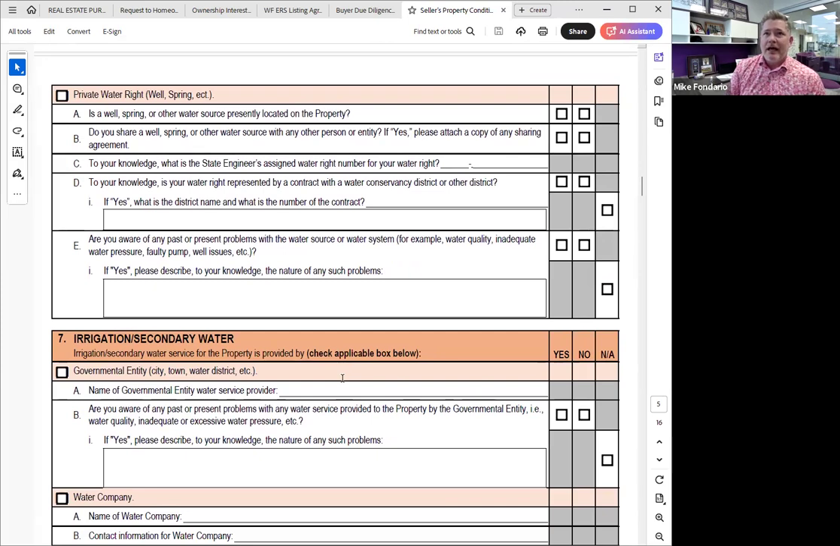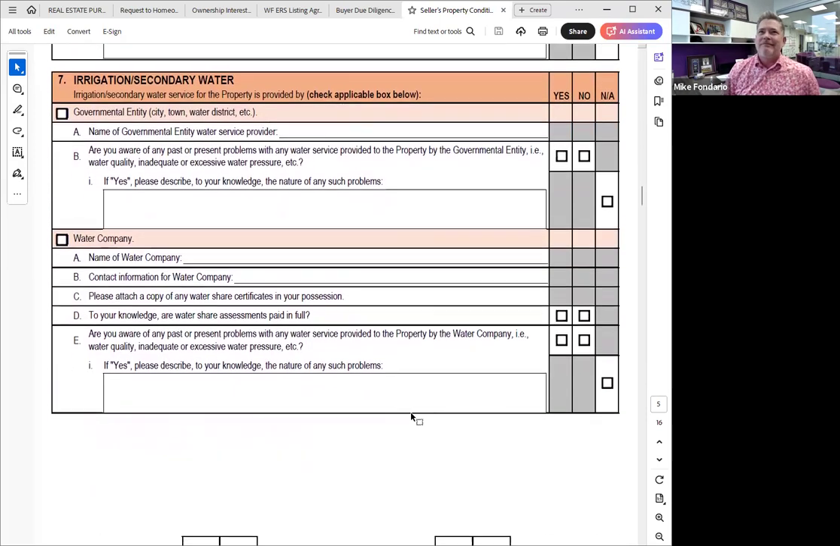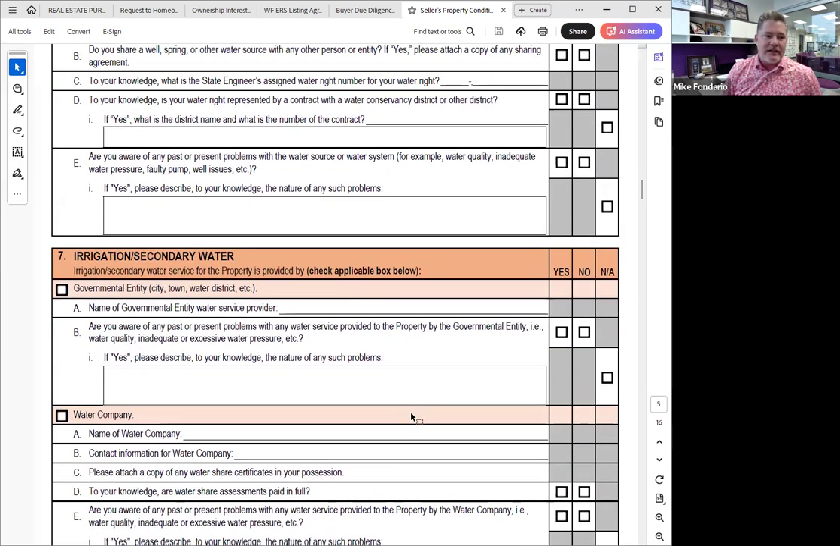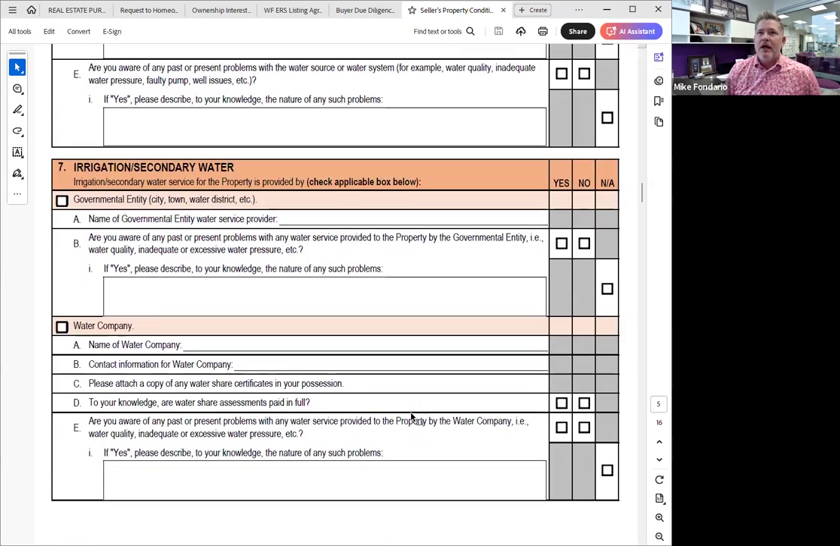Private water rights, wells or spring presently located on the property. By the way, I haven't dealt with this in a very long time. Has anybody dealt with a well, right? And what kind of documentation are you providing for your well if it's in the middle of a field somewhere? If anybody has that knowledge, throw it in the chat or unmute yourself. And then it says, to your knowledge, what is the state engineer's assigned water right number for your water right? If they don't know, this is the stuff we track down before we list the property, by the way.